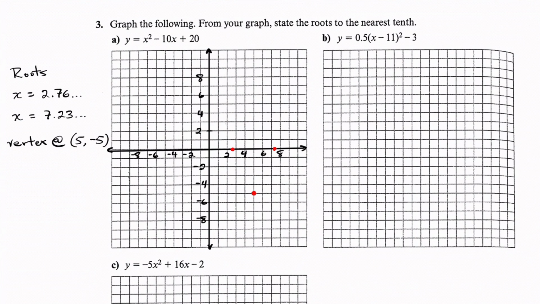So there are our points, and then we can just draw our parabola going through our points, and then just make sure you draw arrows on the end to signify that this just keeps going upwards. So we're done with that one. B and C, you can do on your own.